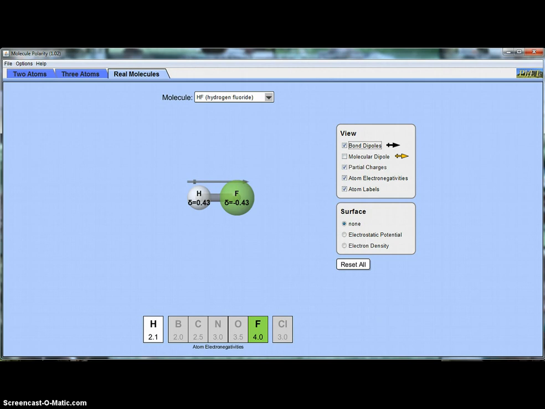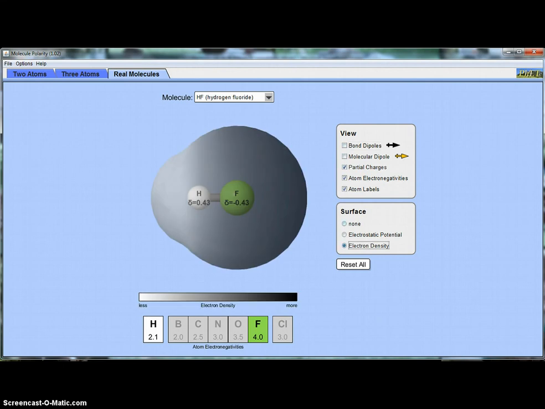In our next lecture, we're going to be using this arrow a lot to show the polarity of a molecule. And if we want to, we can add the electron density in, and it's going to show that the electrons are less dense around the hydrogen and more dense around the fluorine, which is why the fluorine is going to have that partially negative or relatively negative charge compared to the hydrogen.